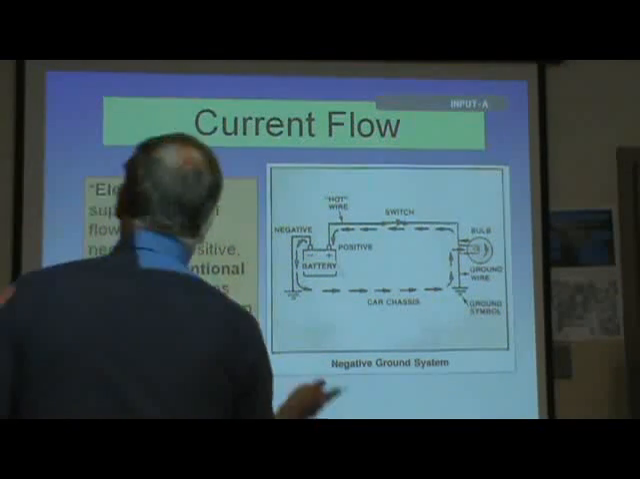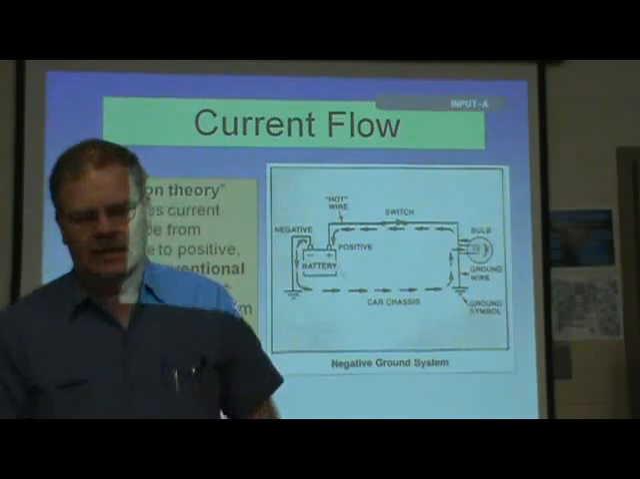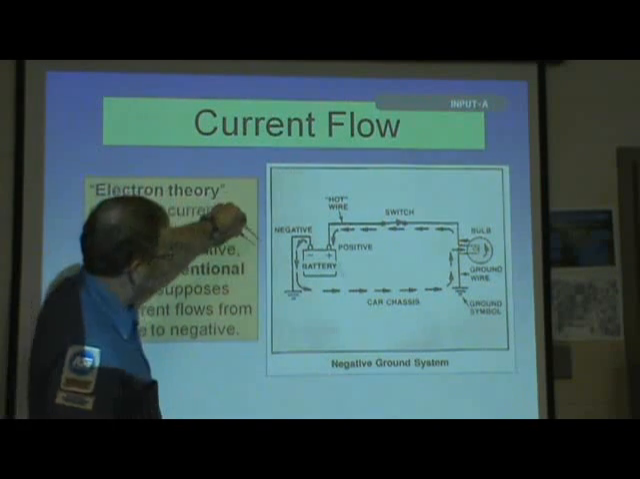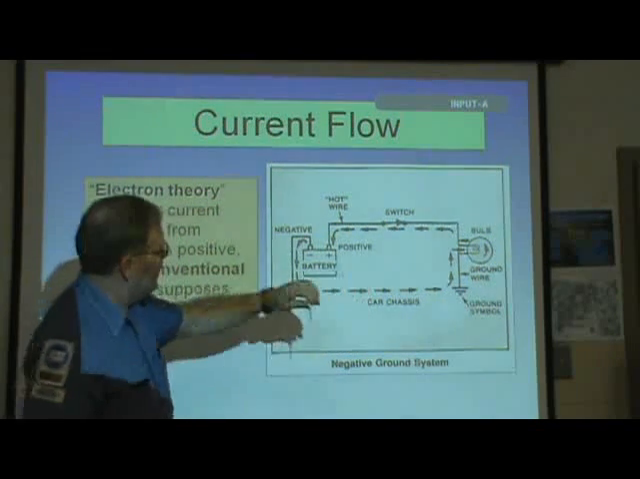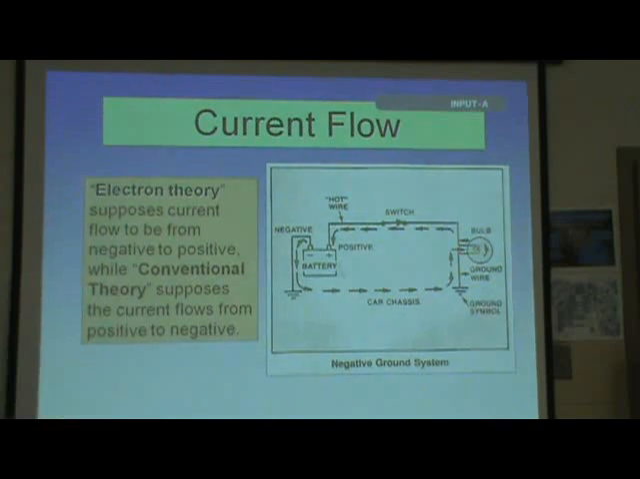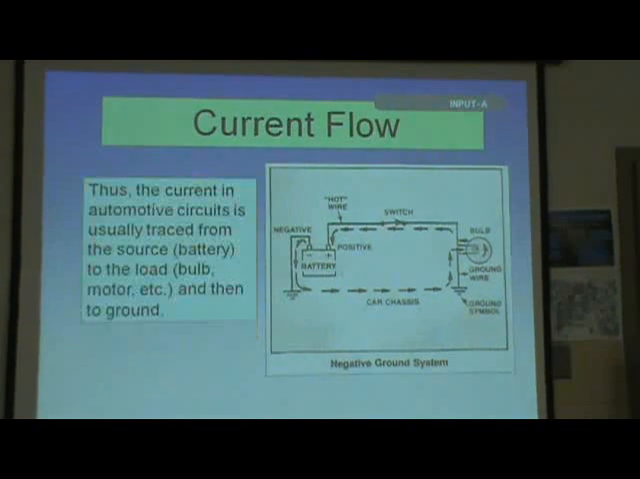You got electron theory and you got conventional theory. Conventional theory says that current flows one way, and electron theory says it goes the other way. See, this is electron theory. They say it flows this way. But conventional theory says it flows the other way, positives and negatives. See, notice how they got those arrows drawn from negative to positive? With it flowing in that direction, that's electron theory.